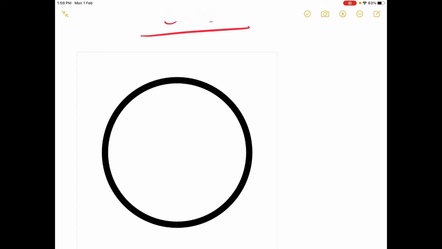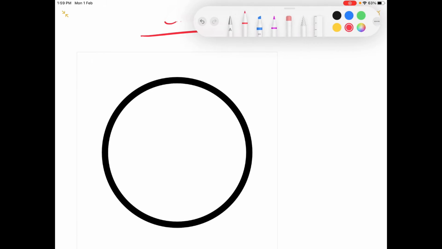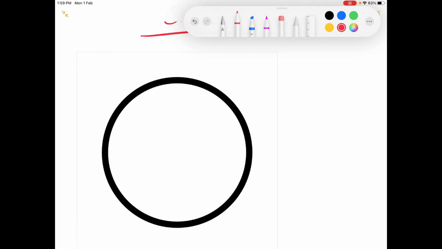Now in this video we are going to understand the basic properties of the circle figure, which will help us in solving the questions based on the circle in this chapter. So let's start with understanding the properties of the circle.